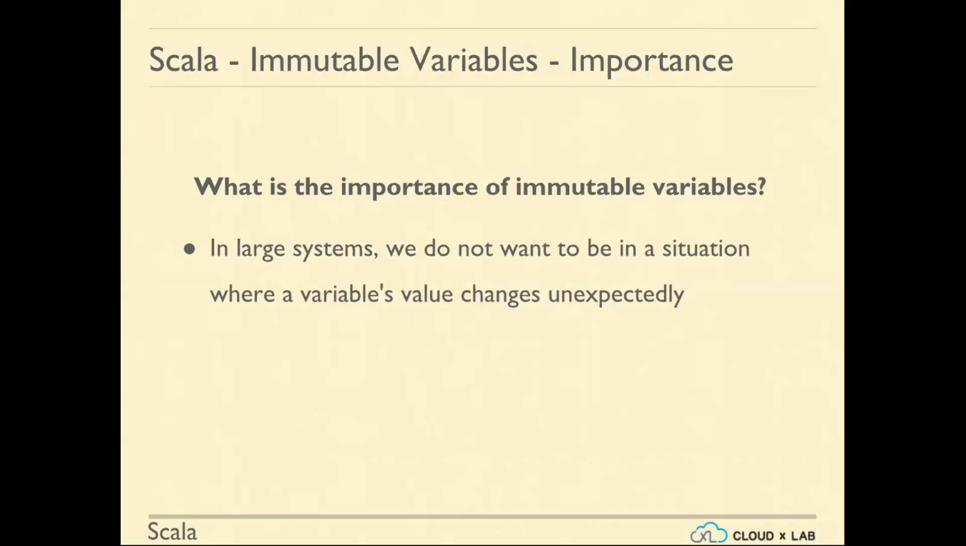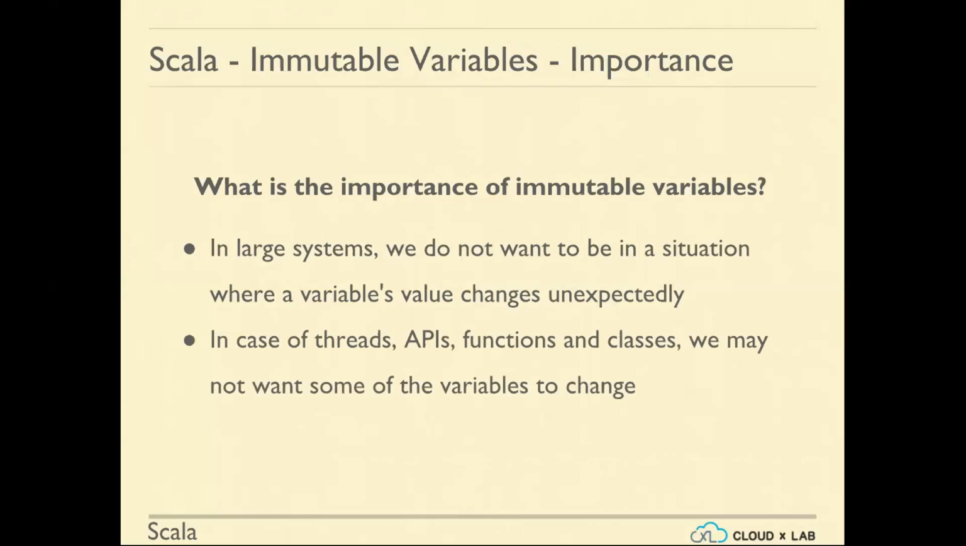Such as in data engineering, if certain data does not need to be tampered with, we want to keep it immutable. So yes, in the case of threads, APIs, functions, and classes, we may not want some of the variables to change, right?